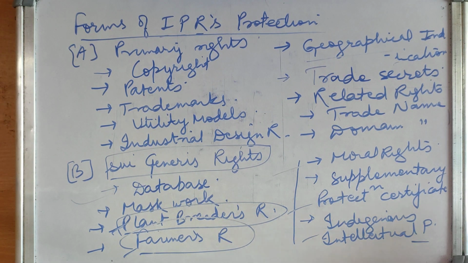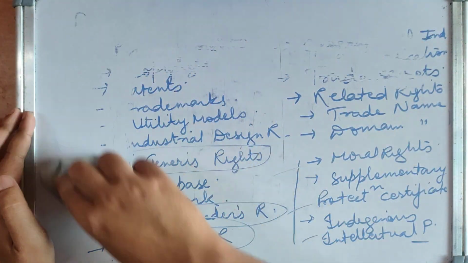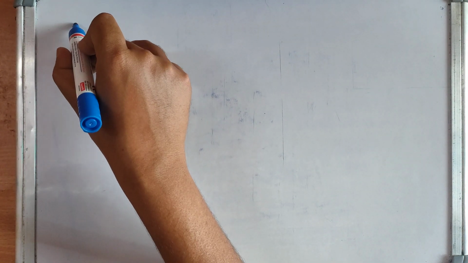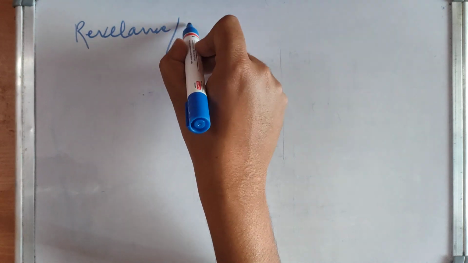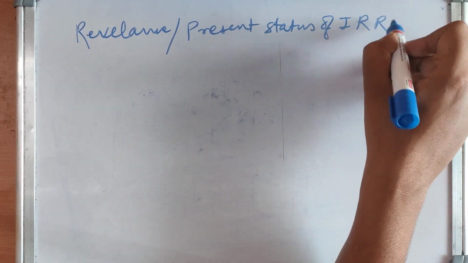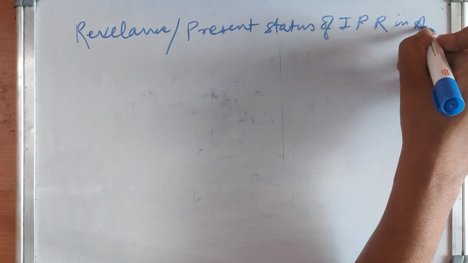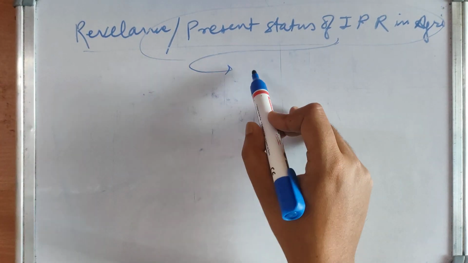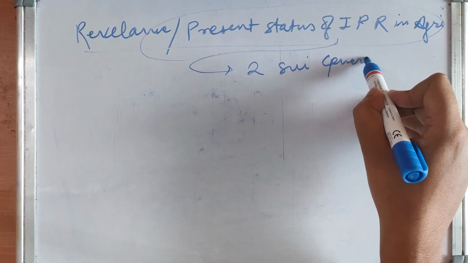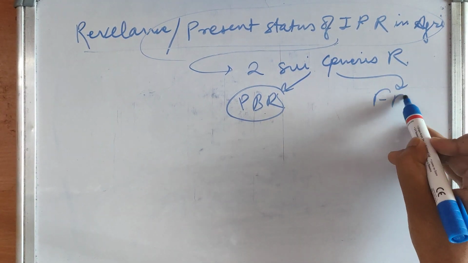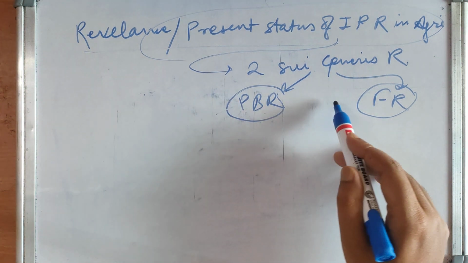Now moving on. Present status of IPR in India. IPR in agriculture. The present status of IPR in agriculture is two sui generis rights. The first one is plant breeders' right, PBR, and the second one is FR, that is farmers' right. So these are important for us.